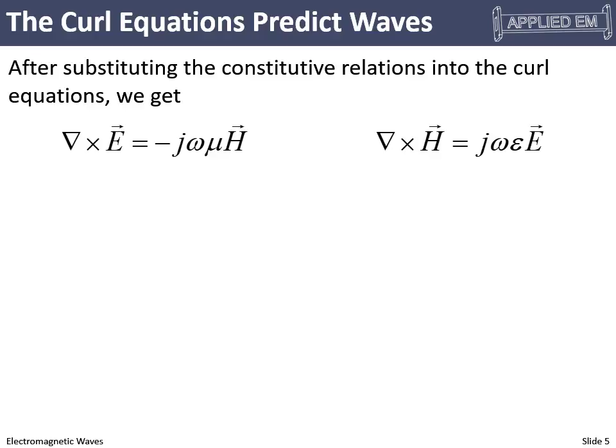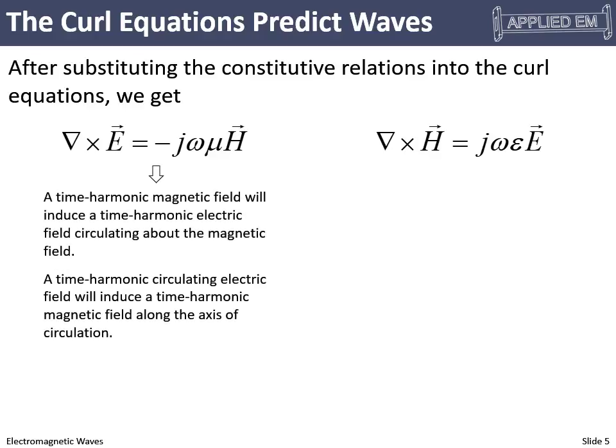So here we are with our curl equations after we've substituted in the constitutive relations so as to eliminate the D field and the B field. That is the electric flux density and the magnetic flux density. So if we look at this first curl equation, the curl of E equals minus j omega mu H, what does that mean? That means if we have an oscillating magnetic field, that will induce a circulating electric field around it.